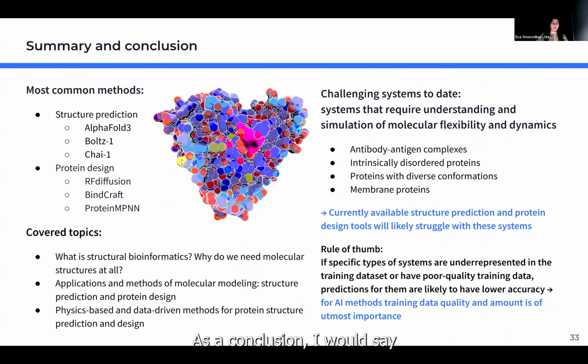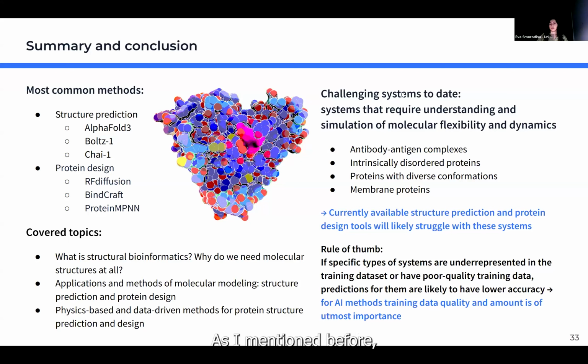As a conclusion, I would say, out of all available AI models, and there are thousands of them right now, if you are interested in structure prediction, look first into AlphaFold3, Boltz-1, and Chai. Try them, and in most cases, they will be enough for you, except when you're dealing with special cases like intrinsically disordered proteins and antibodies or antibody-antigen complexes. For protein design, the most used tools are RFdiffusion for protein generation, BindCraft for the whole pipeline of protein binder design, and ProteinMPNN for sequence redesign and inverse folding.